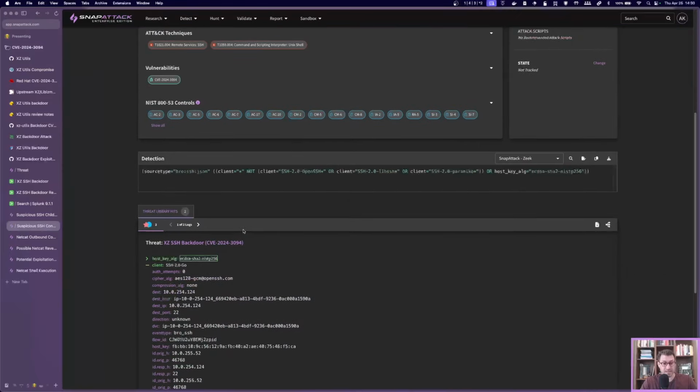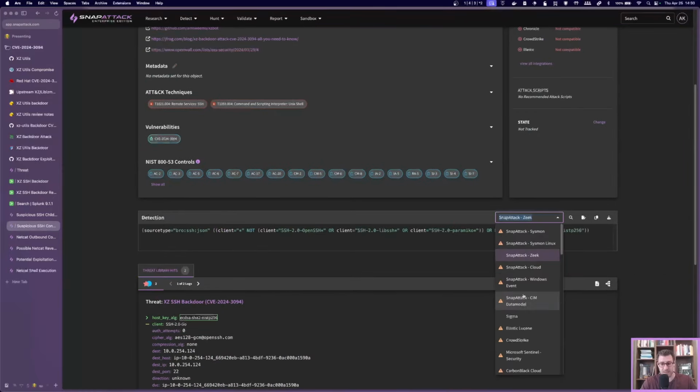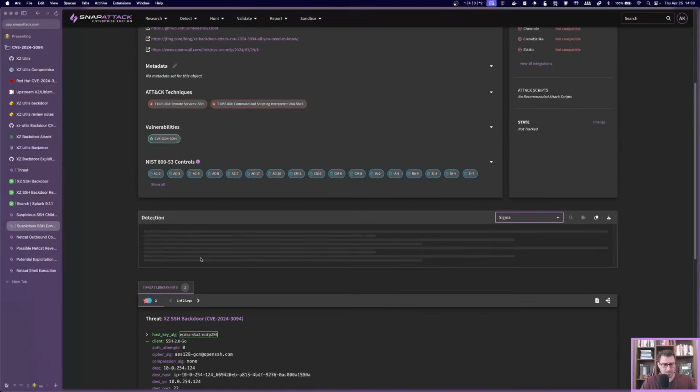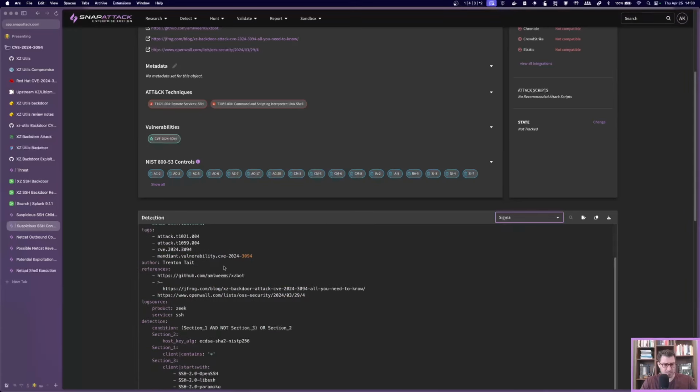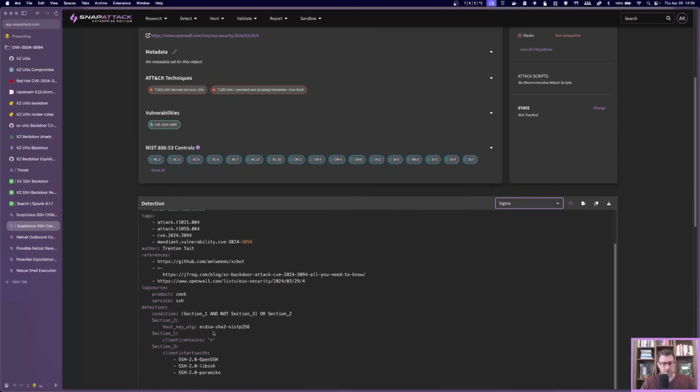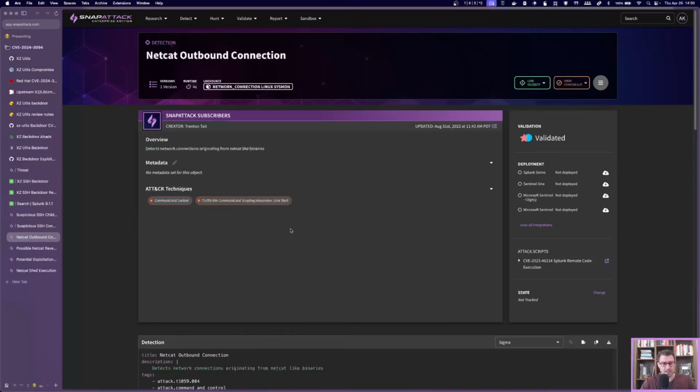The next one is a connection. So this is going to be a network connection where you're actually looking for a host key algorithm that is normally used. So this client and host key alg, these are common combinations for this backdoor when it's being used. So looking for that, you could see those network connections that potentially are suspicious and should be investigated.